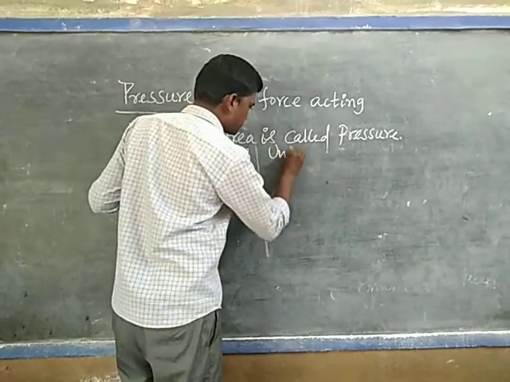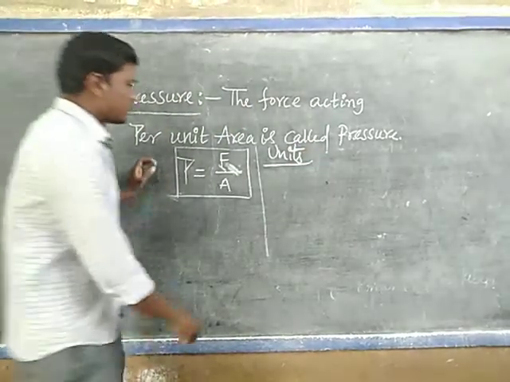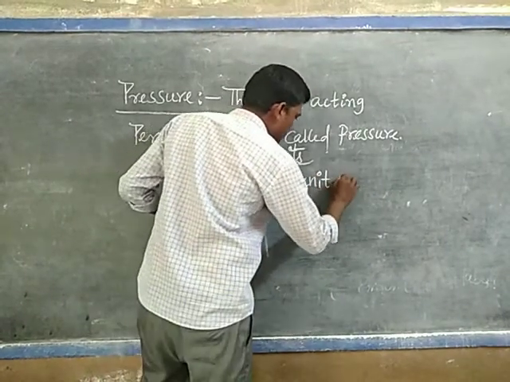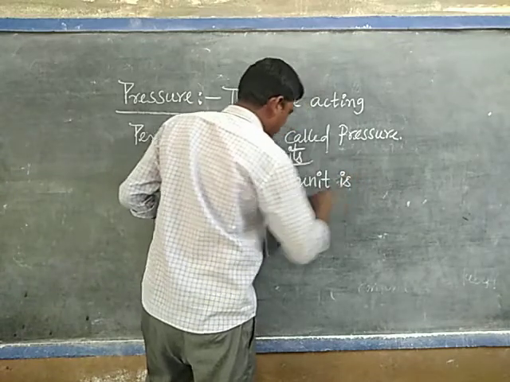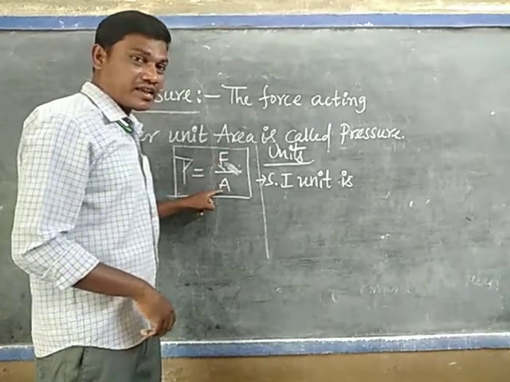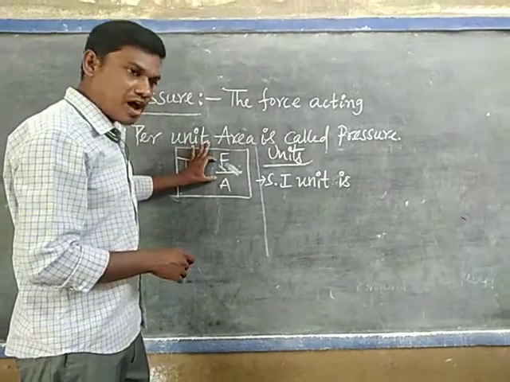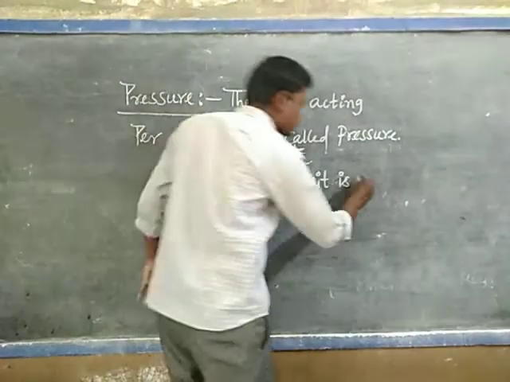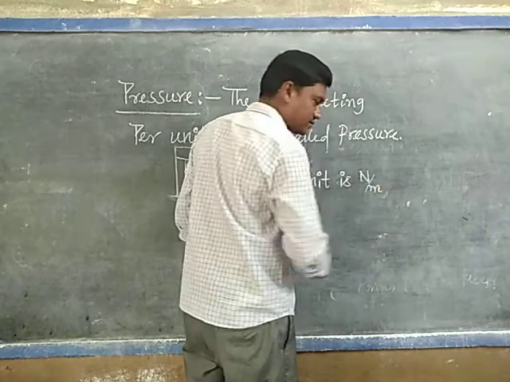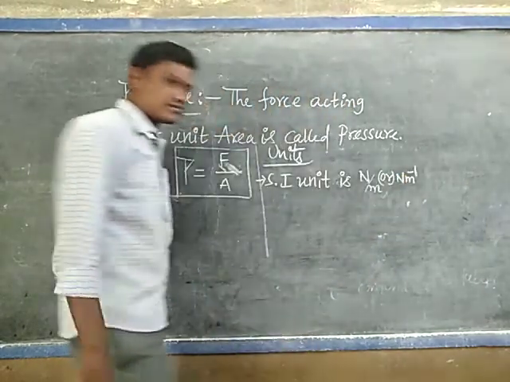So, units. Generally, the SI unit is... F is nothing but force, A is nothing but area. That's why, according to the formula, the unit of pressure is Newton per meter square, or Newton meter power minus 2.